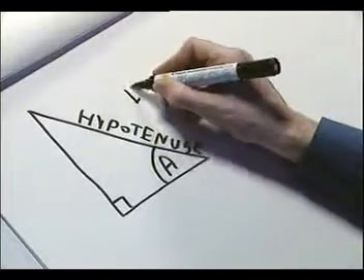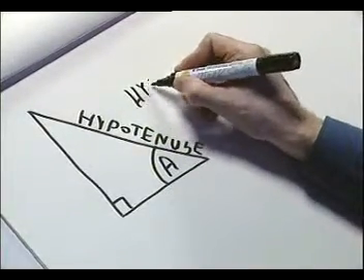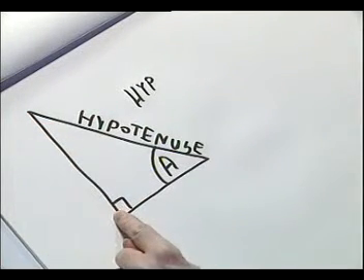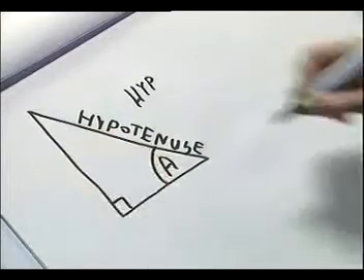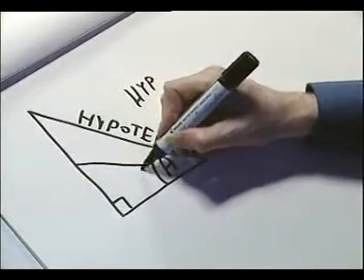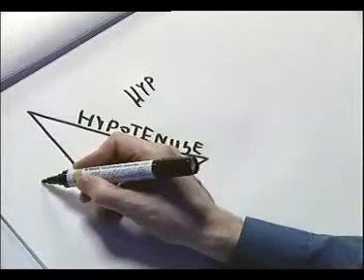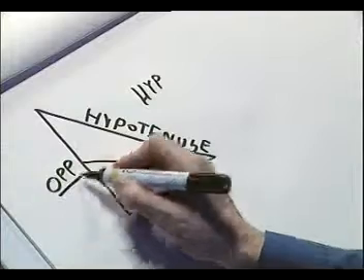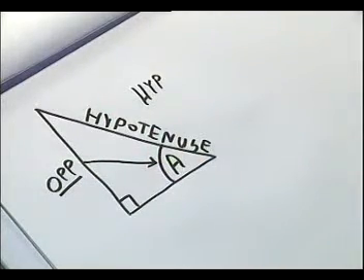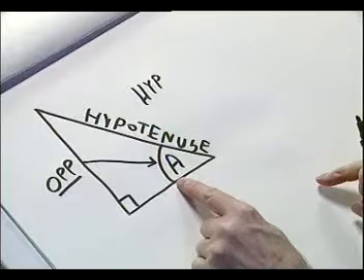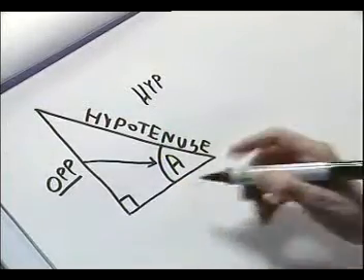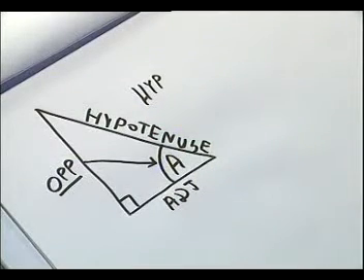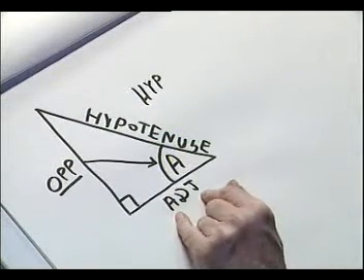Usually shorten it to HYP. This side is opposite this angle. It's across from it. It's opposite to it. And so we call that the opposite side, which we shorten to OPP. This side is a part of this angle, so it is adjacent to the angle. And we shorten this to ADJ.